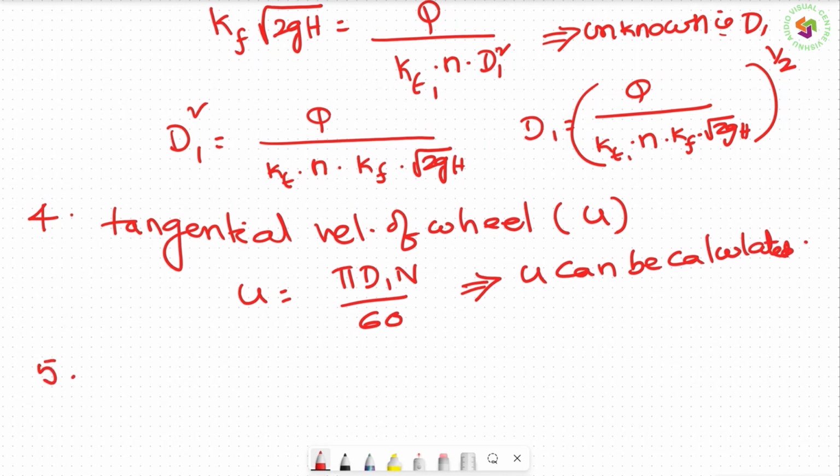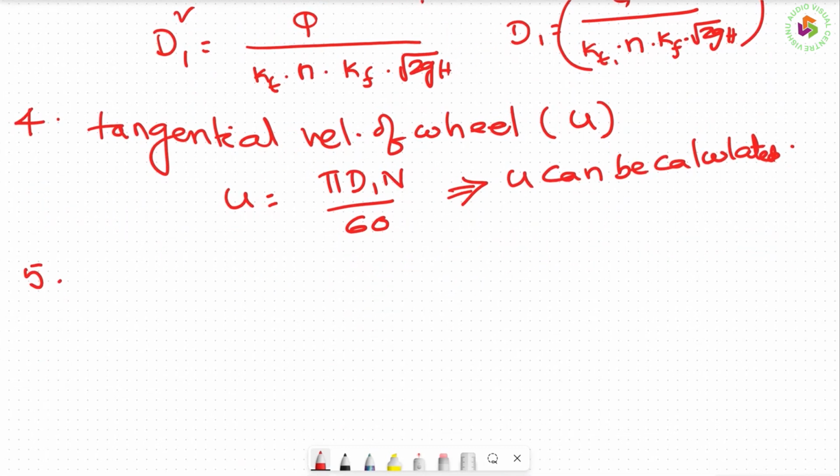Then next, my idea I already told: once the diameter is known, then B by D is also known, and B is known. So the size of the runner is over. Now I am moving towards the vane angles.